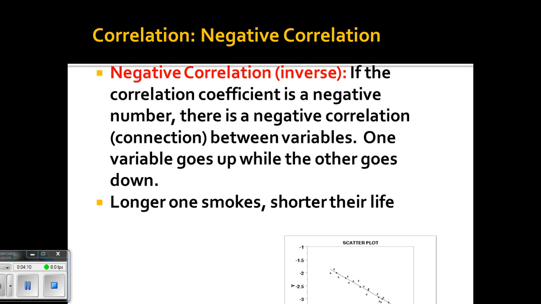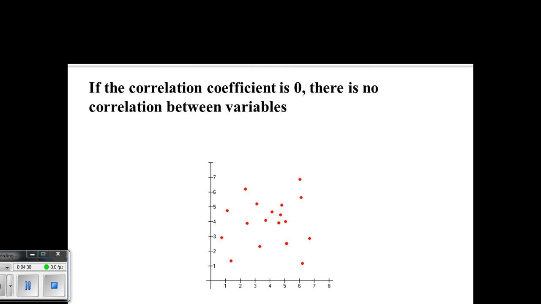And moving on to negative correlation, or inverse. If the correlation coefficient is a negative number, there is a negative correlation between the variables. One variable goes up and the other goes down. So the longer one smokes, that's going up, the shorter their life, that's going down. The older they are, one's going up, the less hair they have, going down. One's going up and the other is going the opposite.